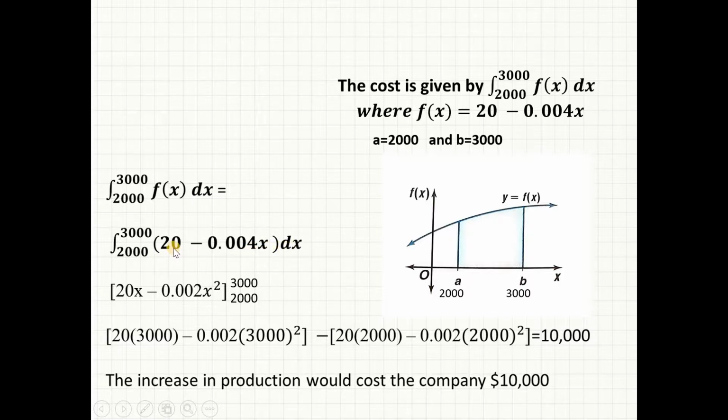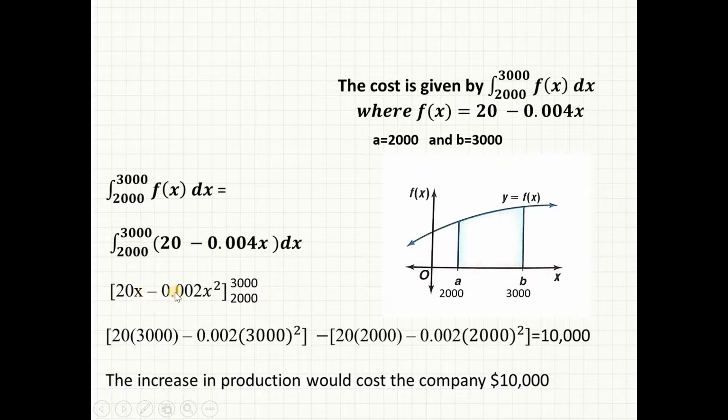First step in integration. Integrate 20 is 20x. Integrate 0.004x is 0.002x power 2. Where do you get it? Divide by the new power. What is the new power? Add 1 here. It's x power 1, so x power 2. And then divide by 2, 0.002. From 2,000 to 3,000.